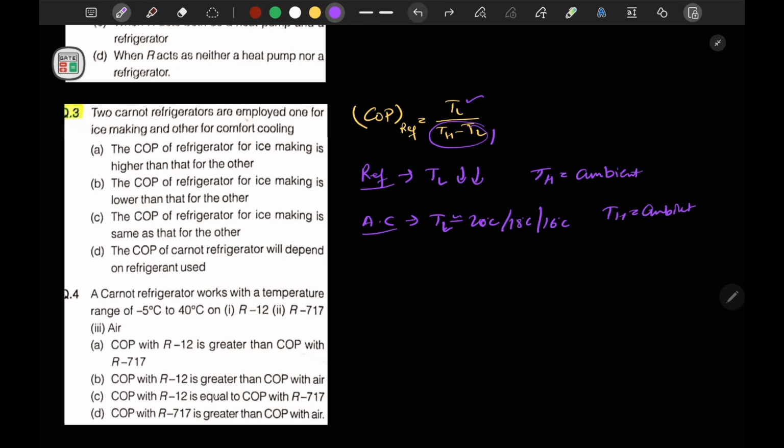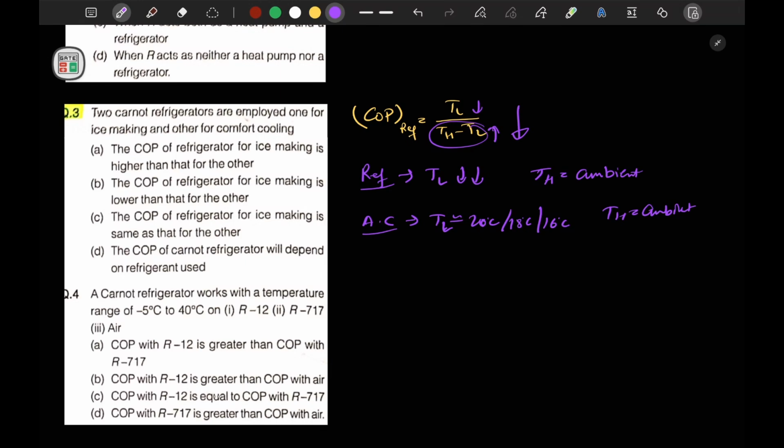If we talk about refrigeration, TL will be very small, and in TH minus TL, since TH is constant, TL is very small and this term will be very large, so overall the refrigerator efficiency will be less. The COP will be less. I hope this is fitting you.